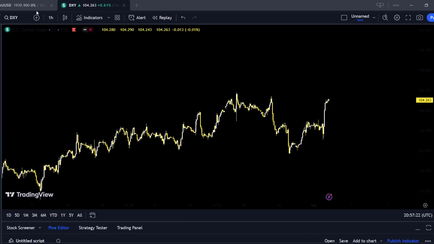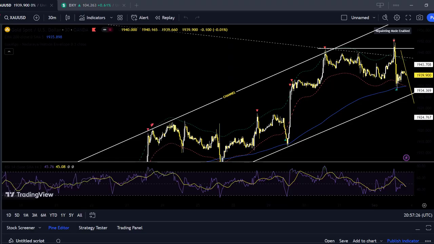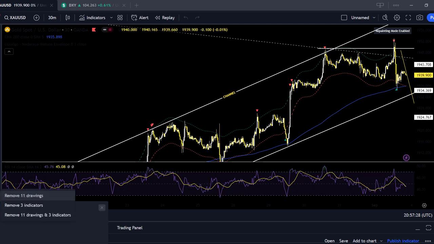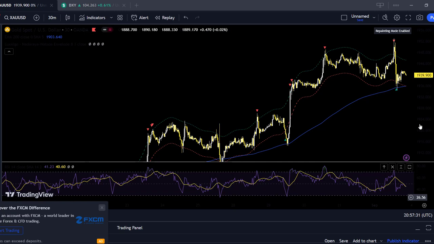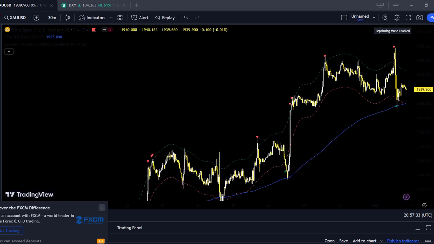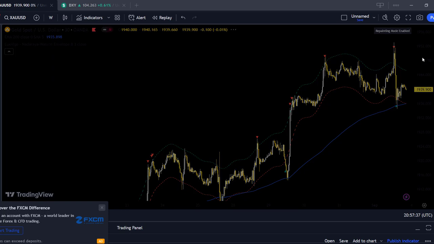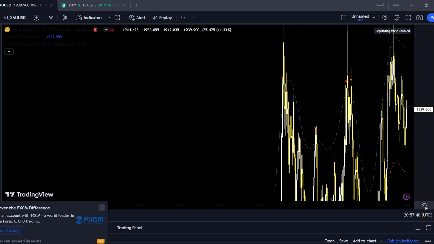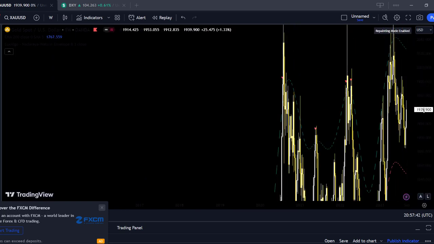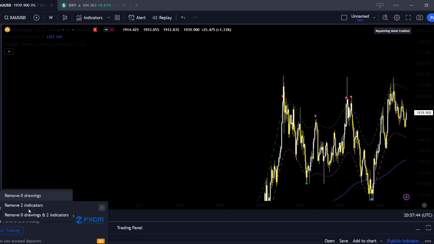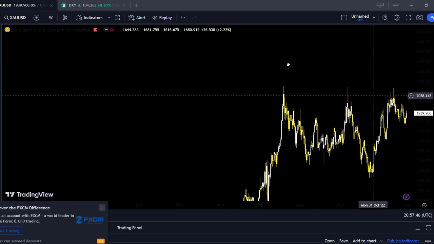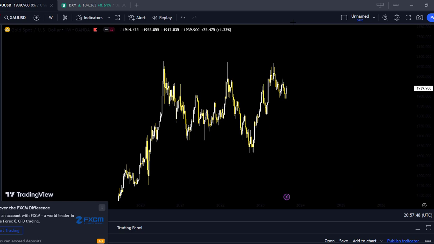Let's move towards the XAUUSD gold. Moving towards XAUUSD gold, let's first of all switch to the weekly time frame. Alright, just give me a second.